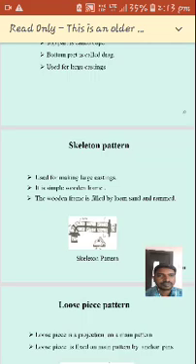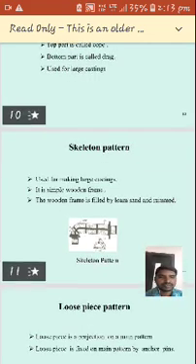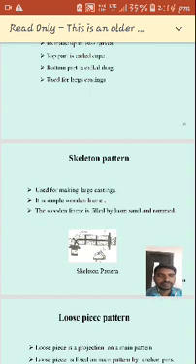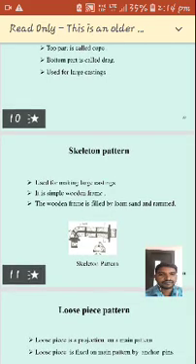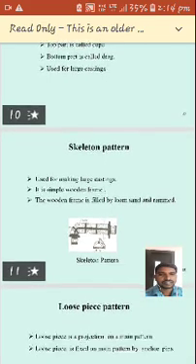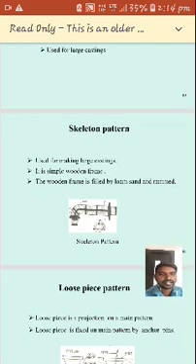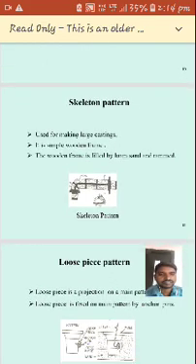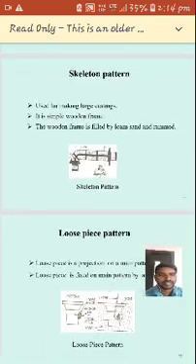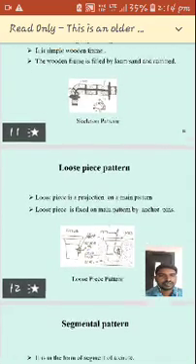Another type of pattern is the skeleton pattern. The skeleton pattern is used for making large castings. It is a simple wooden frame. This wooden frame is filled with loam sand and rammed. That is the skeleton pattern.